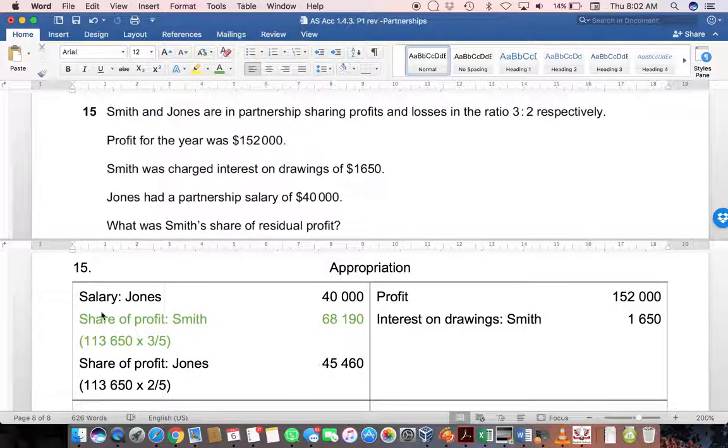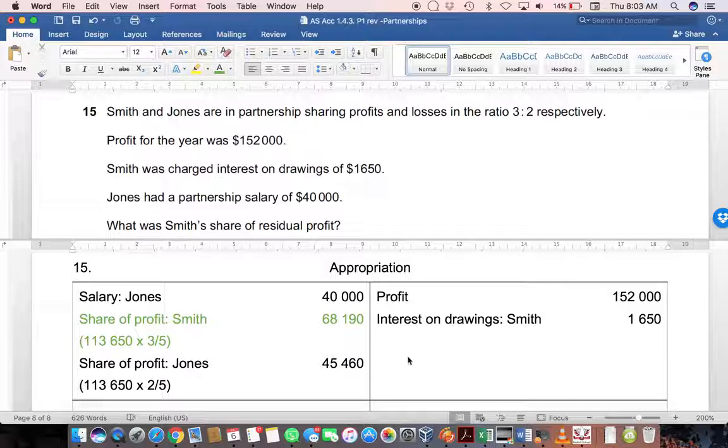So although I've only shown the share of profit for Smith in green, before I do that, I need to work out what this total amount is, the share of profit for both of them. And you'll see that your missing figure is $113,650. So I've used that for both of these for the calculation. Once you've worked out that total remaining profit, you can then divide it in the ratio, with Smith getting 3/5 and Jones getting 2/5. And that's how you work out that Smith would actually have 68,190.